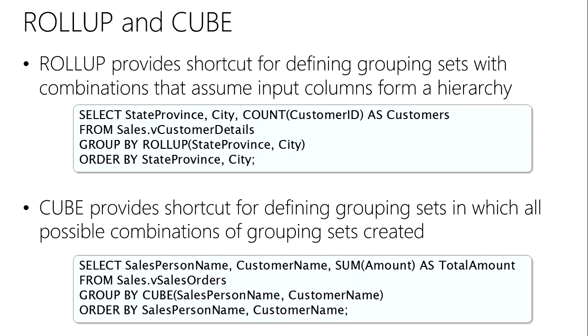And then cube is actually even more combinations. It gives me every possible combination of grouping set that I would need with that data. So as a shorthand to say, just show me every possible aggregation here, I can just use cube to get that result back. So in that one, where you've got salesperson and customer, you'd get the totals for each salesperson and the totals for each customer, and then also the total for each salesperson and each customer combined. Yeah, so every combination coming back out.